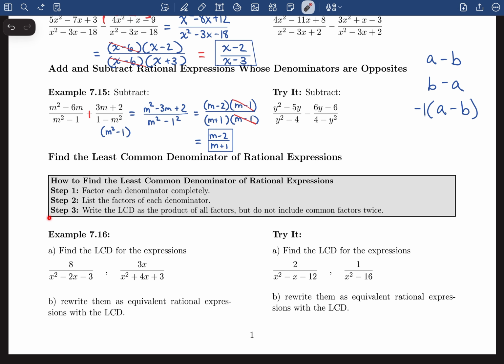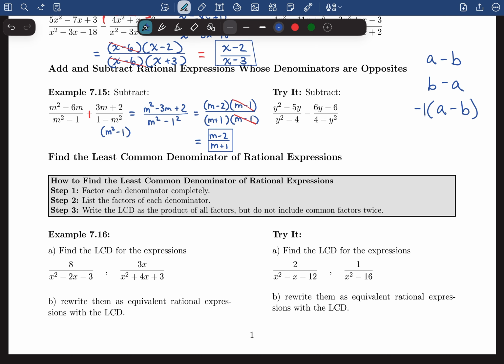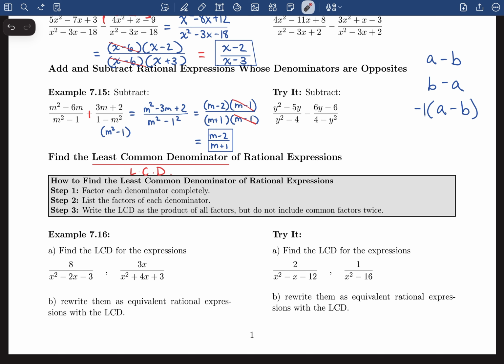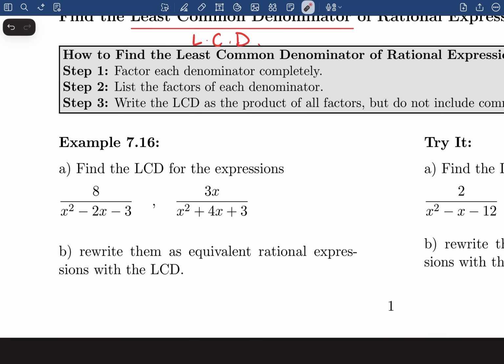How do I add and subtract rational expressions then? Well, let's follow this three-step process to find a least common denominator, an LCD, right? So when you see least common denominator, oftentimes your math instructor will call it the LCD. Great. So step 1, factor each denominator completely. Step 2, list the factors of each denominator. And step 3, write the LCD as the product of all factors, but do not include common factors twice. Okay, so if there are common factors in both denominators, do not include them twice. I'll show you how it's done.